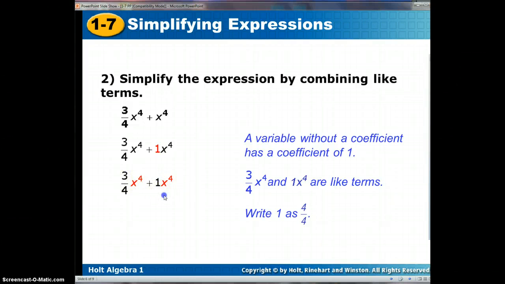In order to do that, we have to get a common denominator. So we change 1 to be 4 over 4. Then we can add the 3 plus 4 on top, giving me a 7. The denominator does not change. 7/4 x to the 4th.